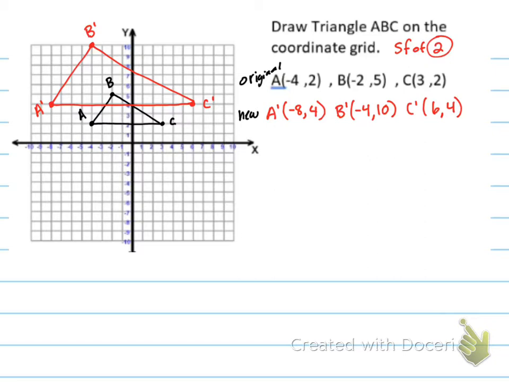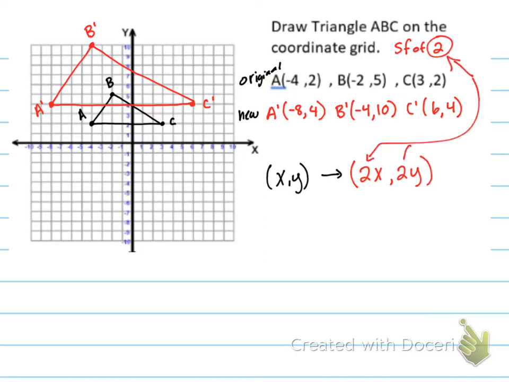Okay, so the way you're going to write it algebraically, usually we have an x, y as our original. Our new triangle, our A prime, B prime, and C prime, we're going to write it like this. We're going to write 2x, 2y, because our scale factor was a 2, right? So you're just going to put it right in front of the x and right in front of the y. Okay, and that's all you do.